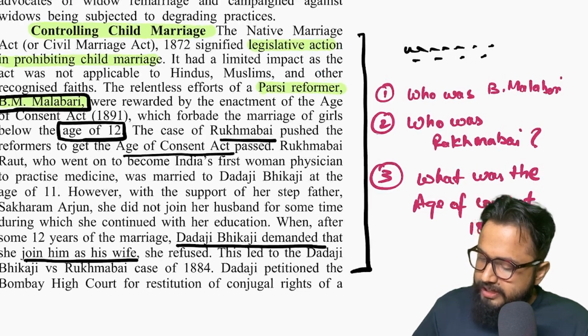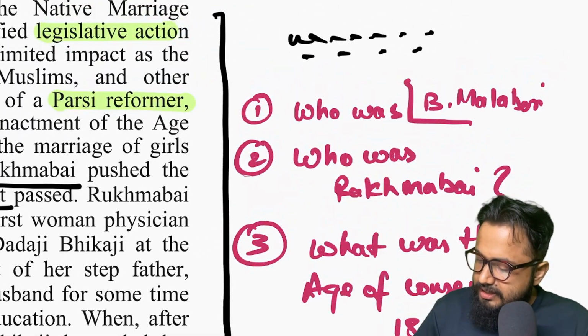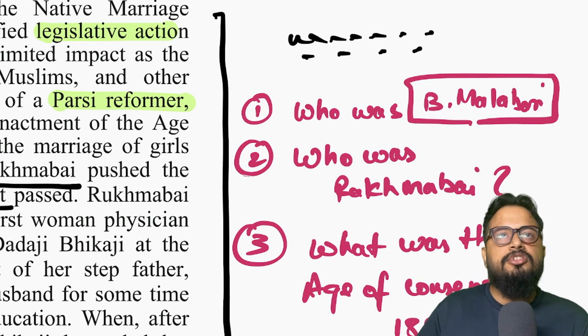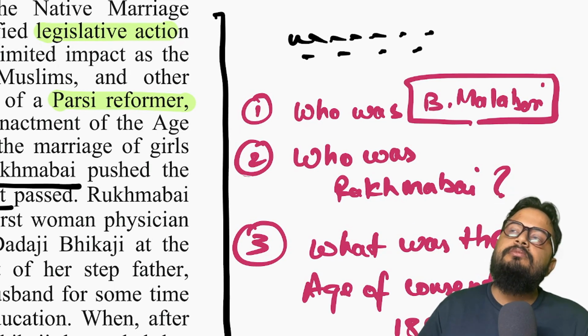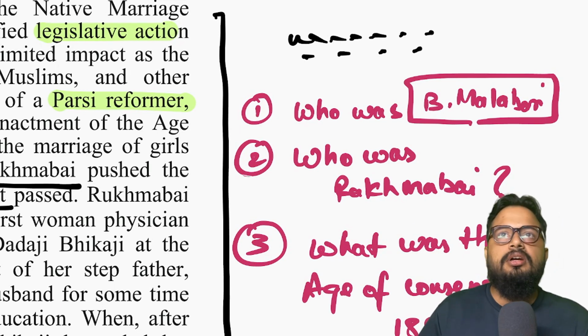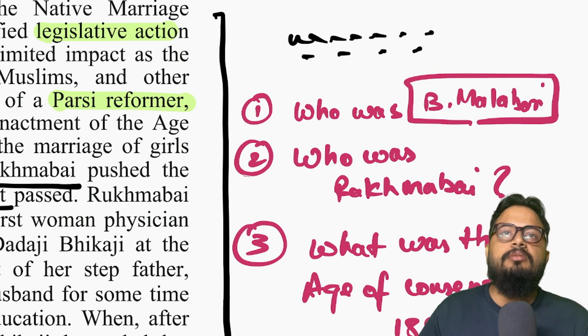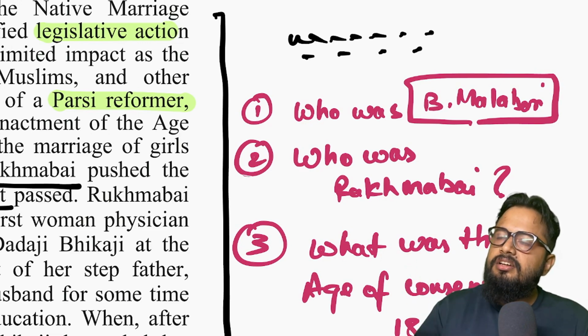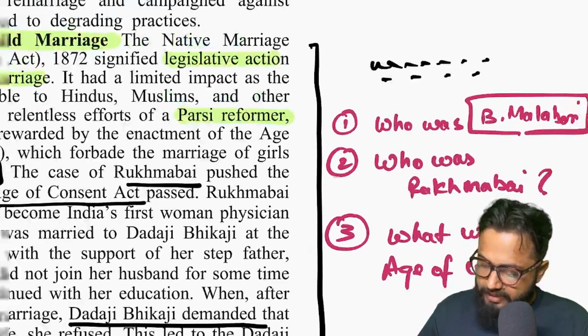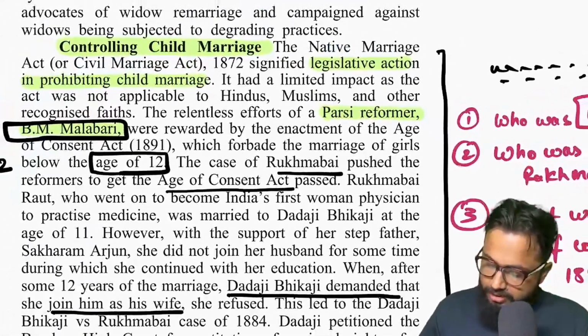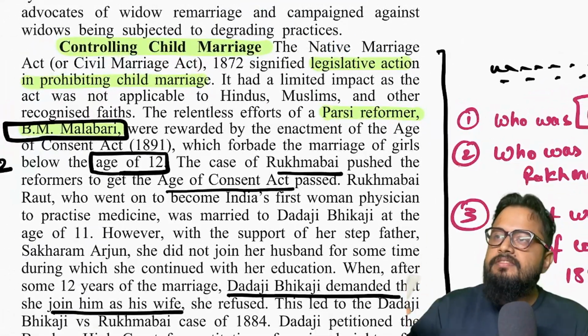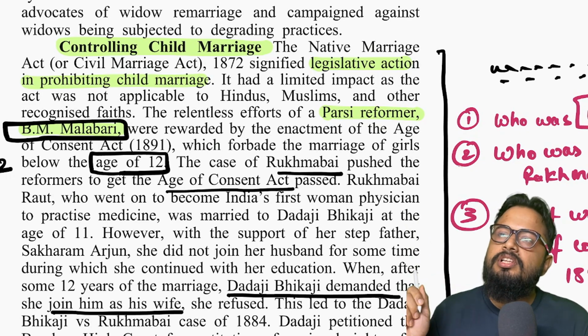Okay, now you forget these things. While you are revising, you start recalling. Who was Behramji Malabari? Okay, Behramji Malabari was a Parsi reformer who did very heavy work on child marriage and age of consent. Okay, this I am recalling. He was related to that Age of Consent Act. He was instrumental in getting the age of consent raised from age 12, he had a very good role in that.